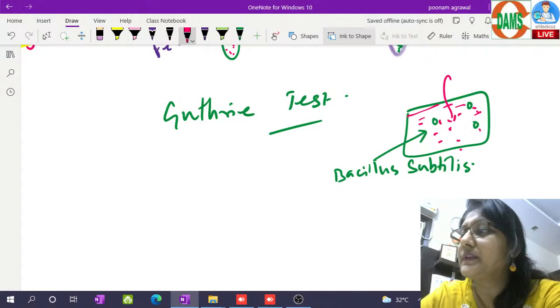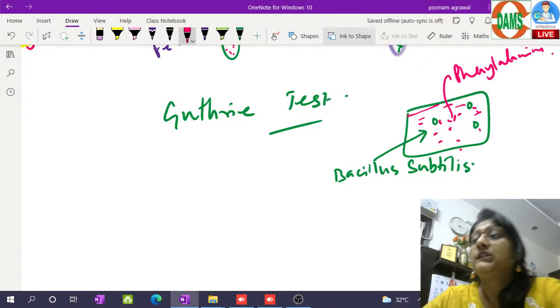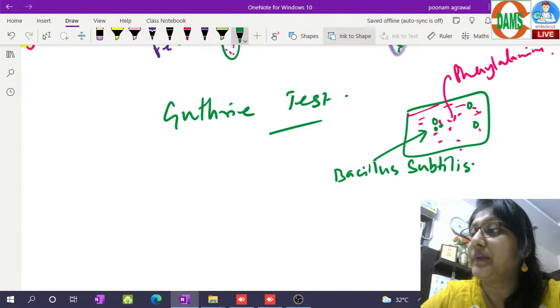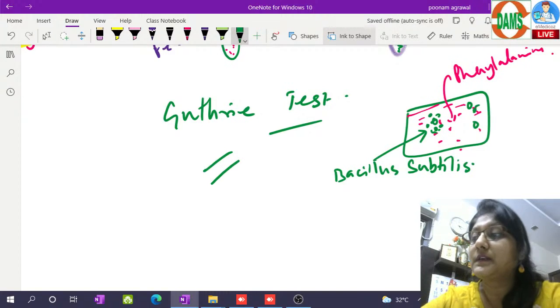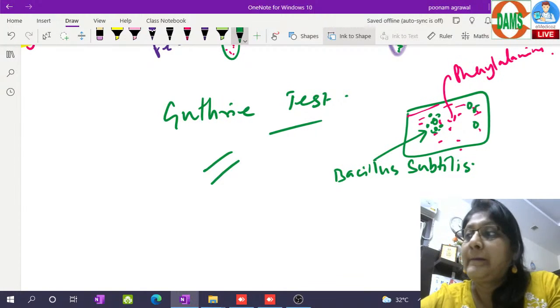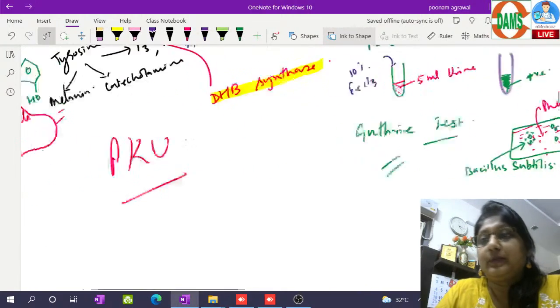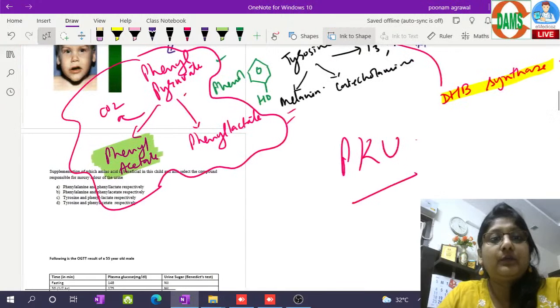If the baby blood is having a lot of phenylalanine because of phenylketonuria disease, the phenylalanine is not metabolized, the Bacillus subtilis will grow and will make colonies like this. So this is called the Guthrie test, and this is a confirmatory test. Bacillus subtilis will grow only when the blood is having a high level of phenylalanine, and that's a confirmatory test for phenylketonuria. Right? Any doubt in this?